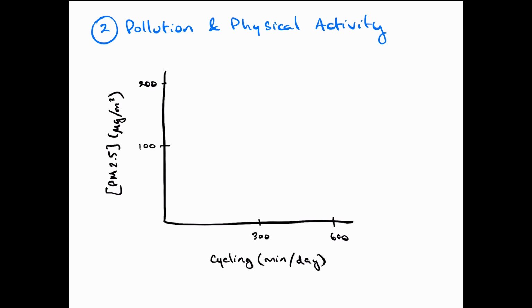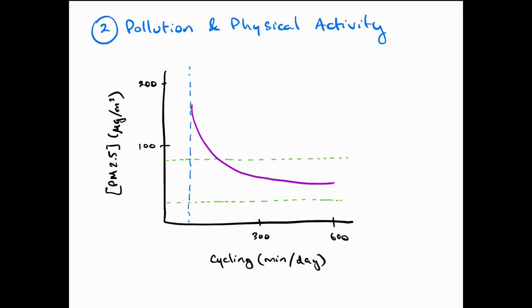So on the x-axis here, we have the cycling time, and on the y-axis, we have the background PM 2.5 concentration. This is an evaluation of the particulate matter in the atmosphere. So the tipping point, the purple line, is the point at which increasing your physical activity no longer has a health benefit. So you can see when there is a higher PM 2.5 concentration, increasing your physical activity is not going to yield any more health benefit.